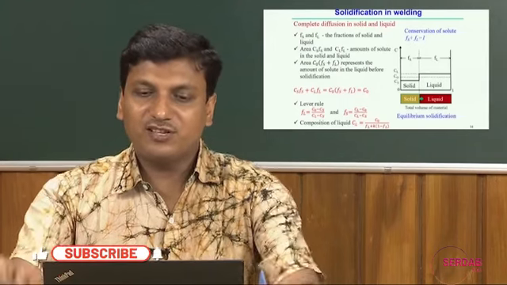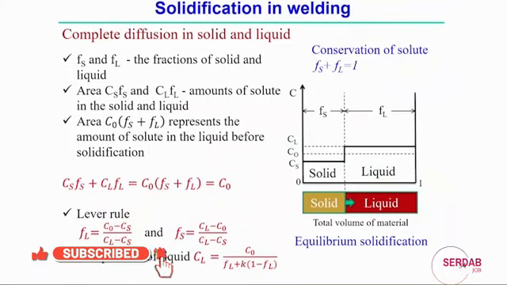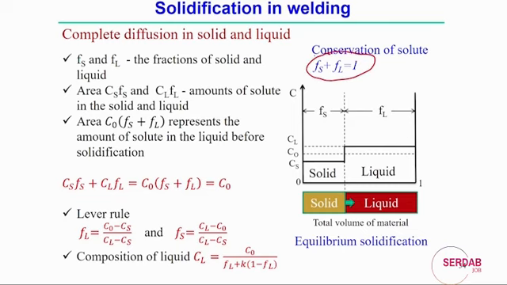And here we will try to look into other aspects of complete solidification in the welding process, that is, complete diffusion in the solid and liquid state. Here we assume that the composition is chosen in such a way that there is complete diffusion in the solid and liquid state. So if Fs and Fl represent the fraction of the solid and the liquid, then according to the conservation of the solute, Fs plus Fl should be equal to 1.